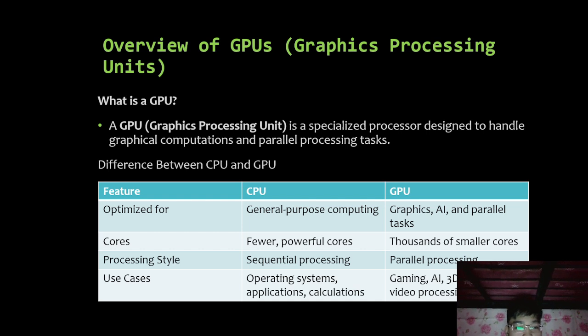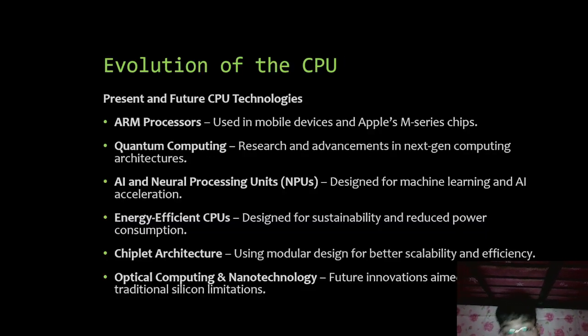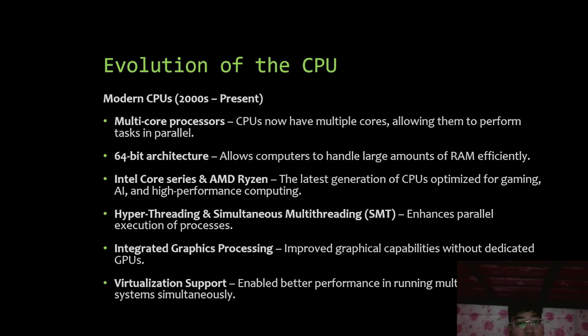For processing style naman po, the CPU does sequential processing, while the GPU does parallel processing. For use cases, the CPU handles operating systems, applications, and calculations, while the GPU is for gaming, AI, 3D rendering, and video processing.